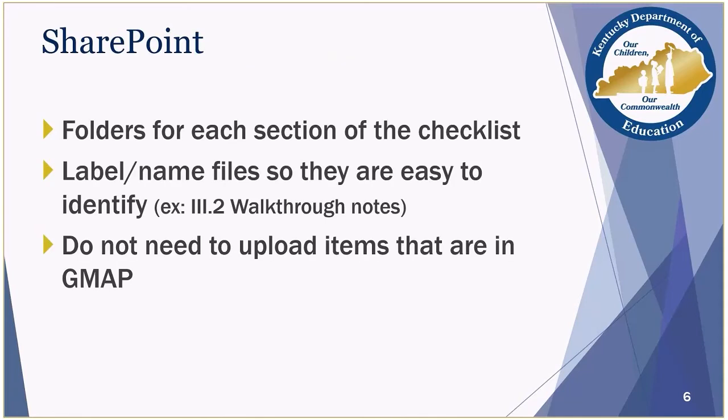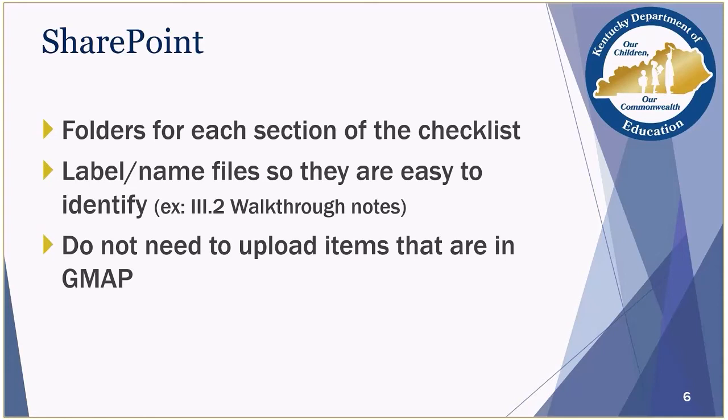When uploading documents into SharePoint, there are folders for each section on the monitoring checklist. Please try to label your files so that they are easy to identify. An item you might upload in the budget section would be your current MUNIS report, so a good way to label that would be the section, the question, and what the document is called. As you can see on bullet 2, an example would be like section 3, question 2, walkthrough notes, just as an example.